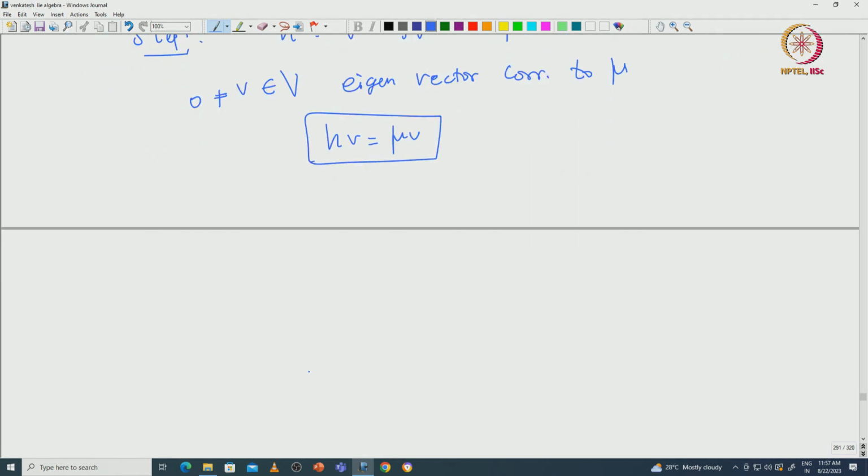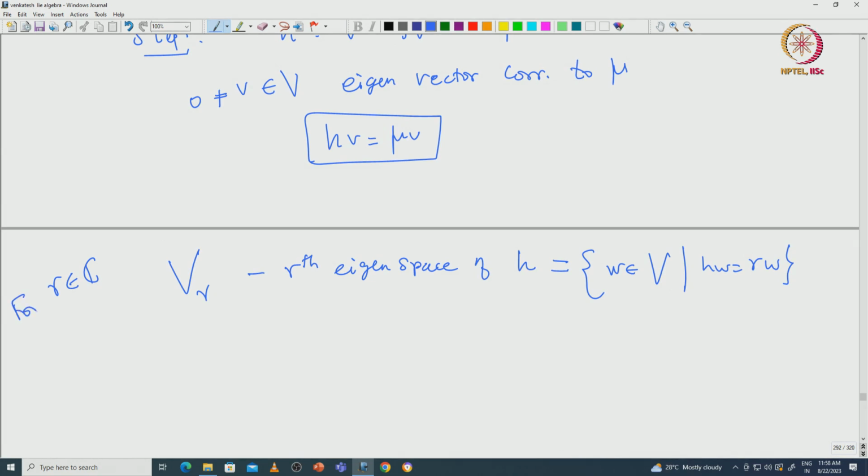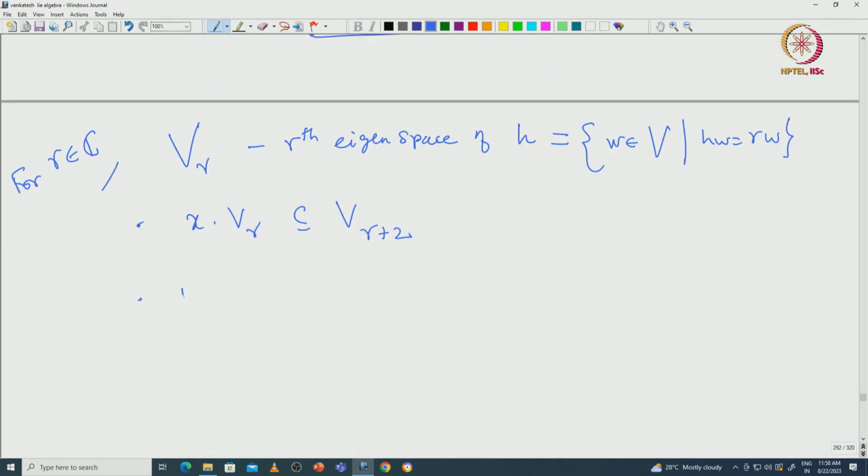If you denote V_gamma by the gamma-th eigenspace of this H, that means by definition those w in V such that Hw is given to be gamma w, where gamma is in C. Then we realized that if you apply x on this V_gamma, that should be a subset of V_(gamma+2), and if you apply y on this V_gamma, that should be a subset of V_(gamma-2). This is something we verified directly using the commutator relations.